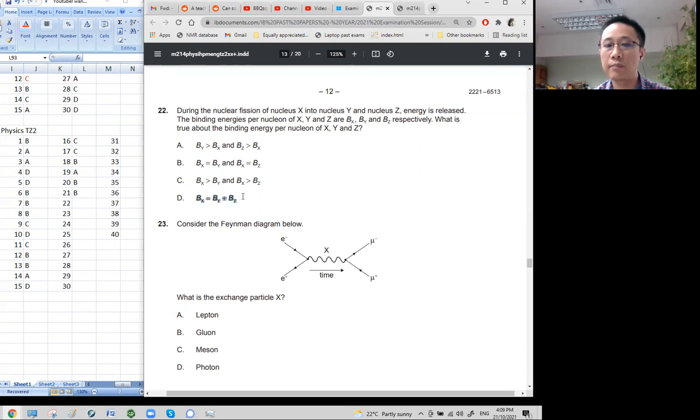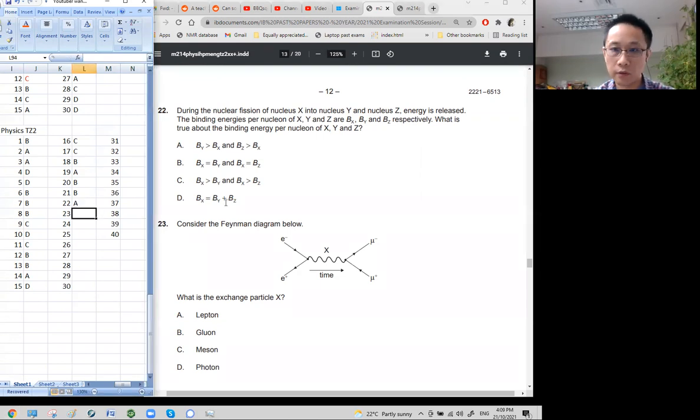This is definitely wrong. You don't add binding energies like this, and you don't add binding energy per nucleon like this. You can add binding energies, but you also need to worry about the mass defect during a nuclear reaction.